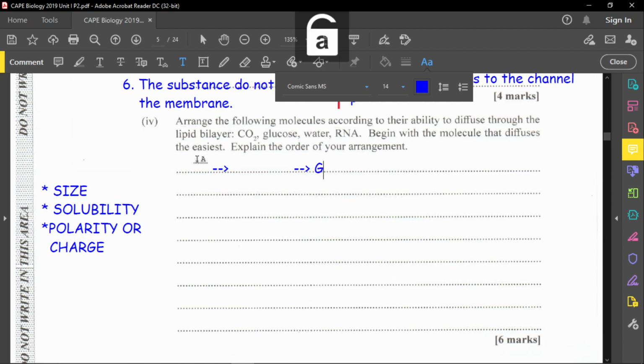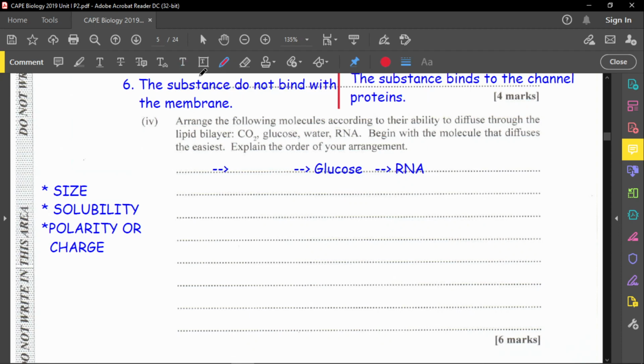All right. So glucose will be next, and then after glucose will come our, what was there? RNA. No, we have water. Okay, we have water, glucose, RNA. So RNA will be the last one. All right, great. So the first one will be carbon dioxide.